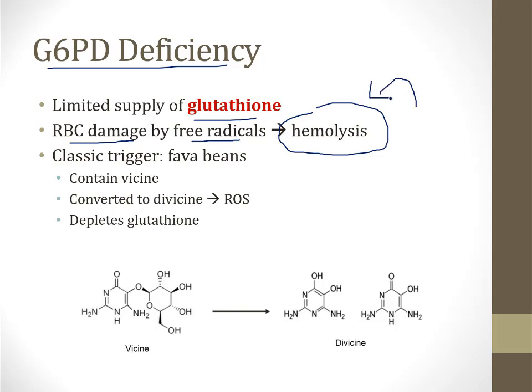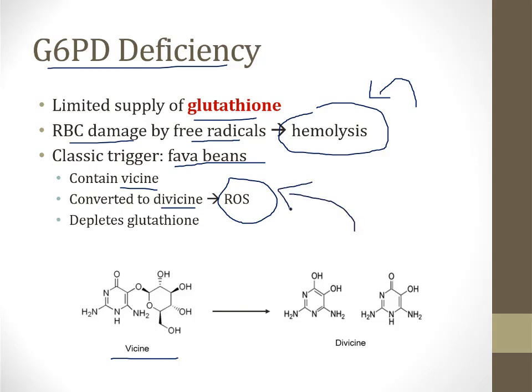And one of the classic triggers for hemolysis in patients with this disorder is fava beans. G6PD deficiency occurs in some parts of the world where people eat lots of fava beans, and if they have this condition and they eat fava beans, they will develop hemolysis. The reason this happens is because fava beans contain a compound known as vicine. This is its structure on the bottom left side of the screen. It's metabolized in our body to divicine, which can generate reactive oxygen species. So first of all, when you eat fava beans, you generate more reactive oxygen species and more free radicals.